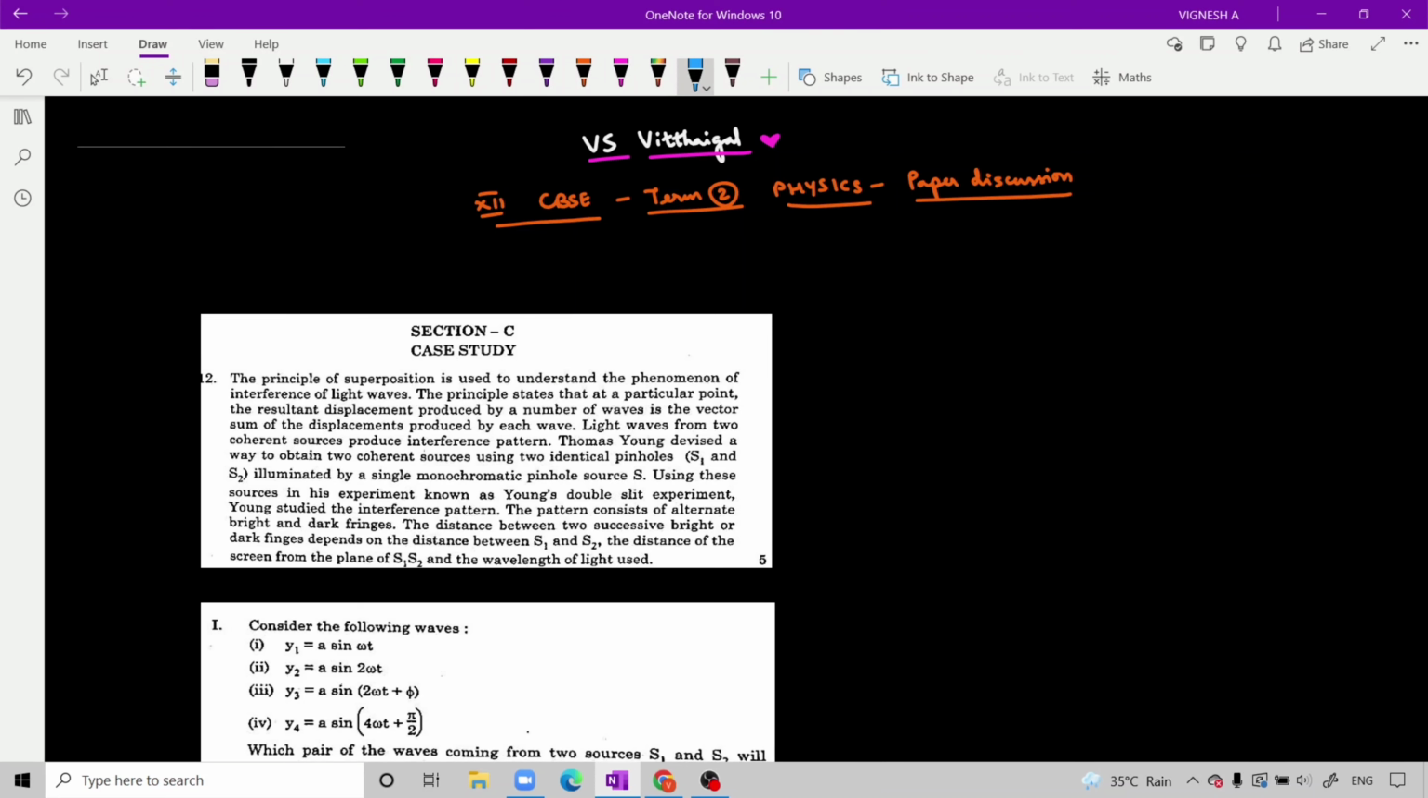Okay, students, so here we go with the next question, question number 12. I'm doing set 2, section C, case study based question, question number 12. So case study, the principle of superposition. This is basic superposition and Thomas Young's double slit experiment. Let's directly get into the questions.